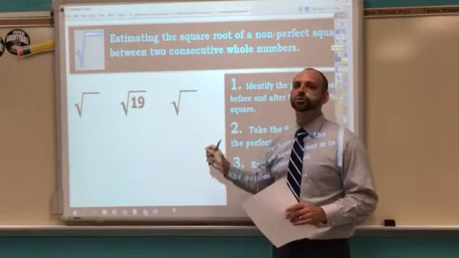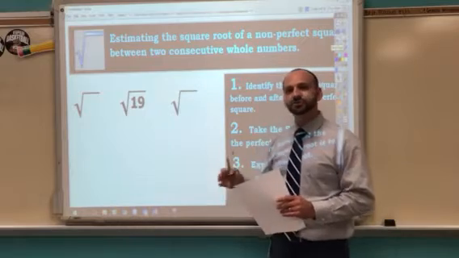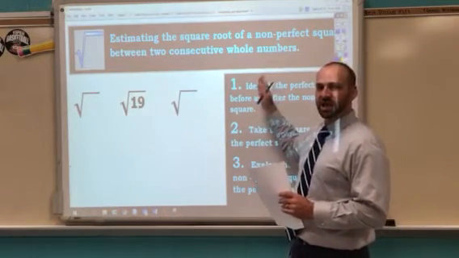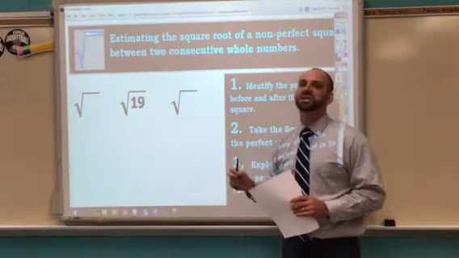Let's take the square root of 19. 19 is not a perfect square. And so there are a few steps that we're going to take. And we're just going to be estimating, this first example, we're going to estimate between two consecutive whole numbers.